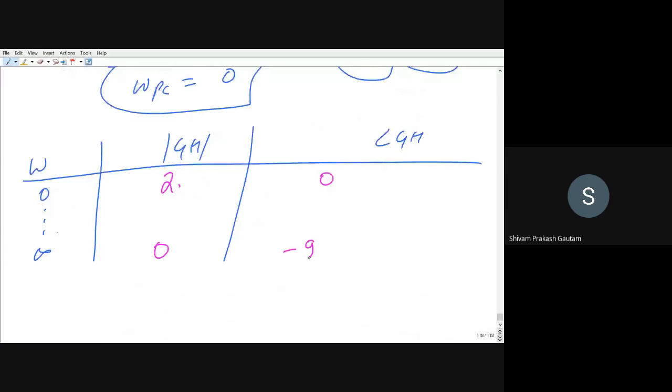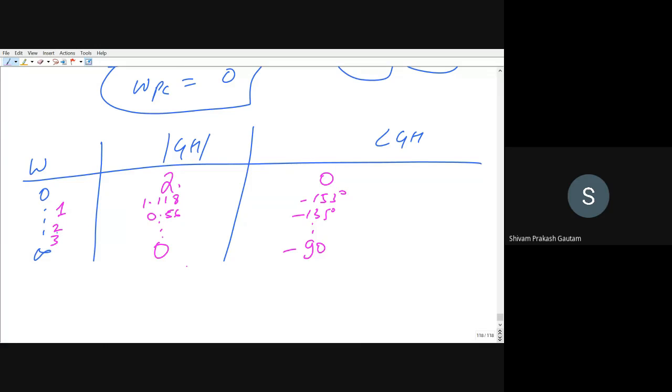Now you can also calculate at different values. I have already calculated, so I will put the values: 1.118, and phase will be minus 153. At omega equal to 2, the magnitude is 0.56, its phase is minus 135 degree, and so on.